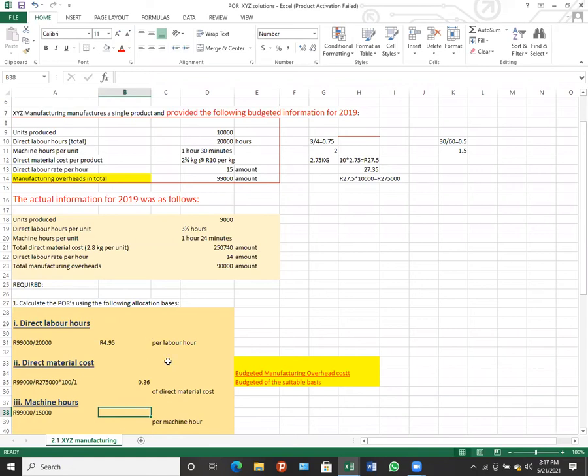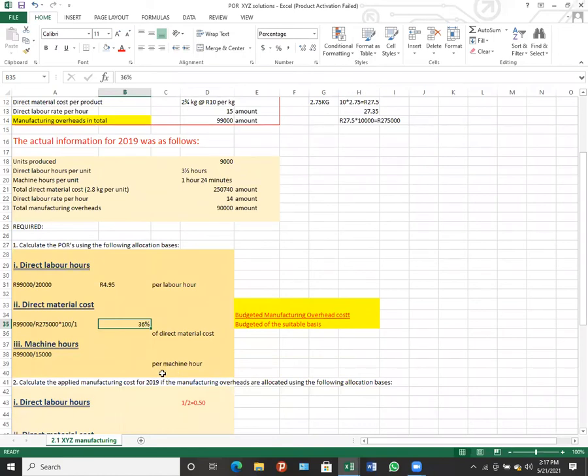And then remember, guys, here is per labor hour. R4.95 per labor hour. Here, guys, let me put my percentage. It is 36% of direct material cost. You must know this, guys, even if they give you a simple option where you should select the relevant response.